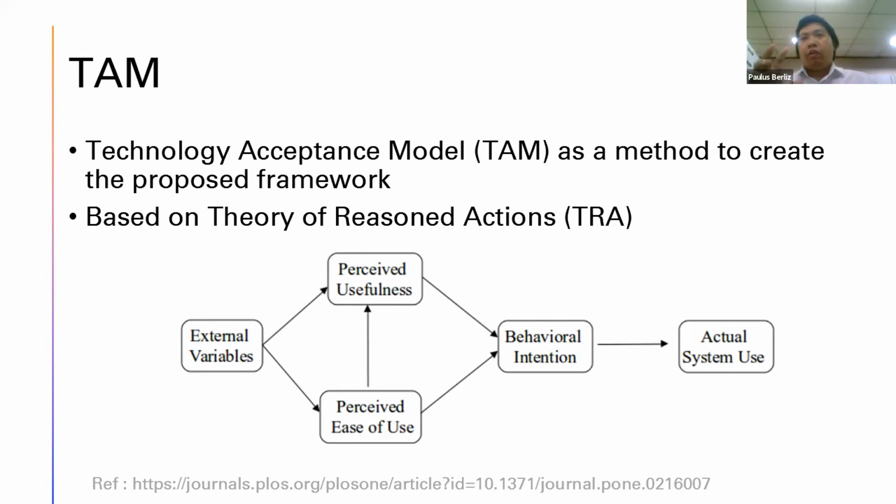And we see whether there is any influence between these two factors and also the actual system use. Actual system use means whether the person using the system itself has any influence or any different actions or reasoning after applying the system itself.